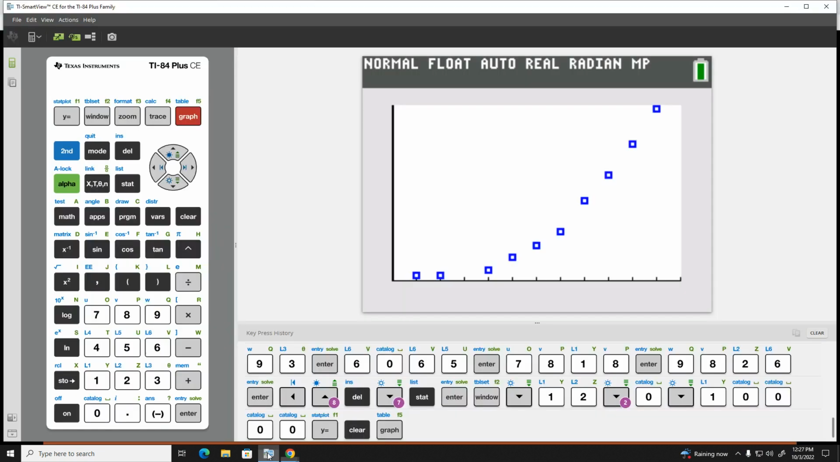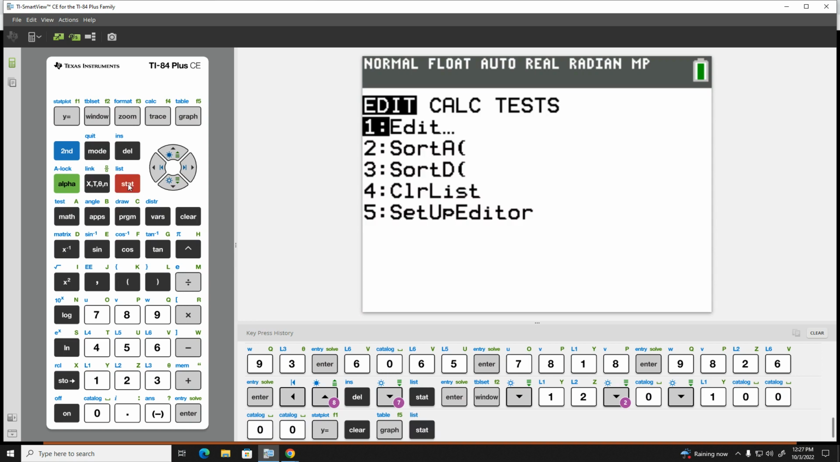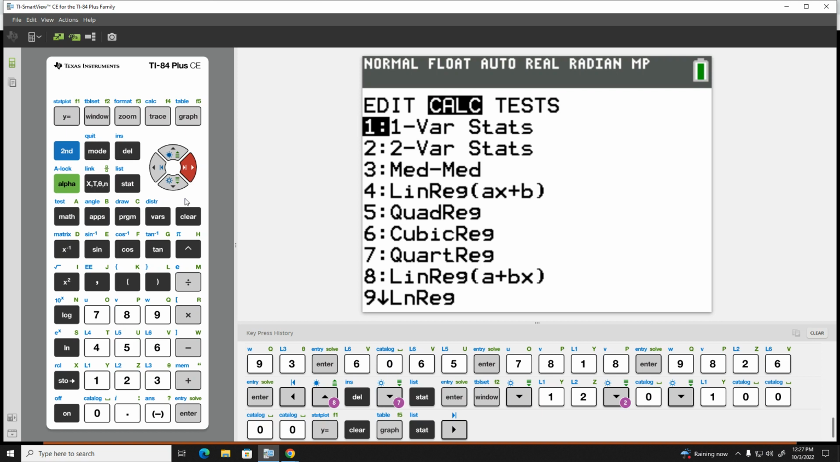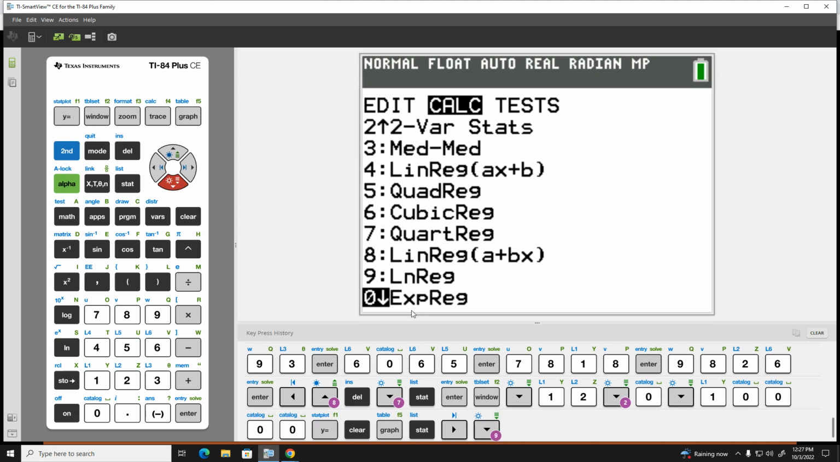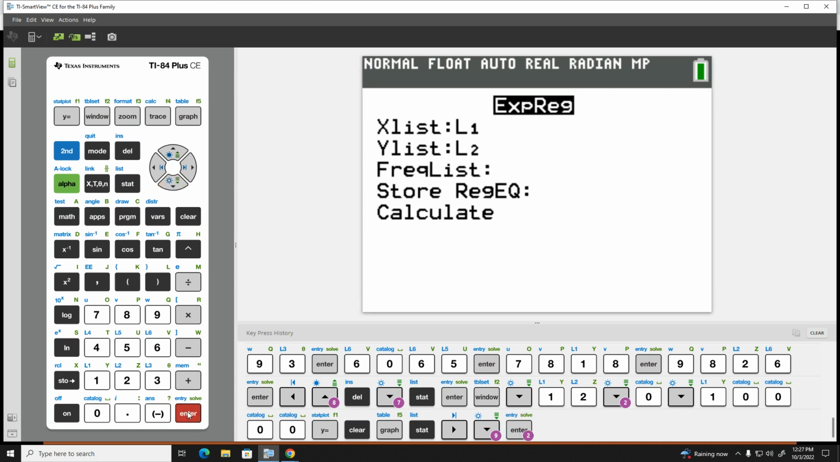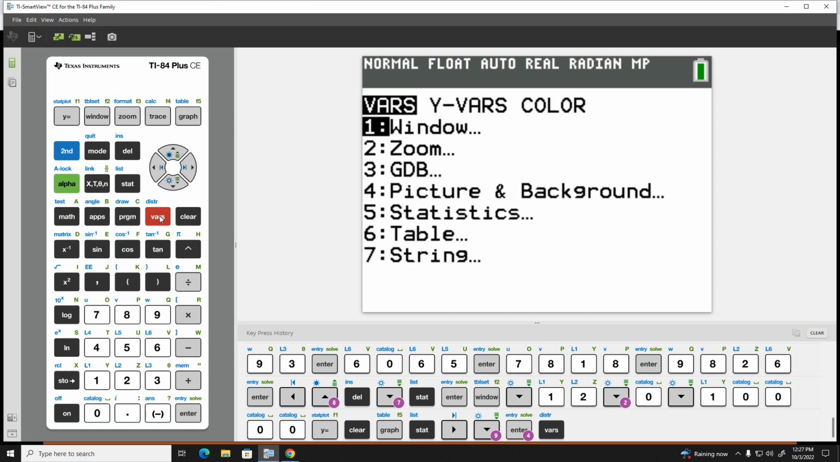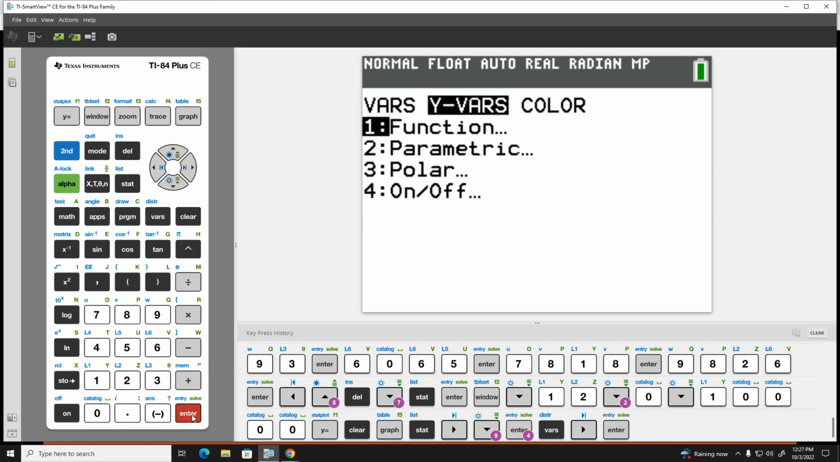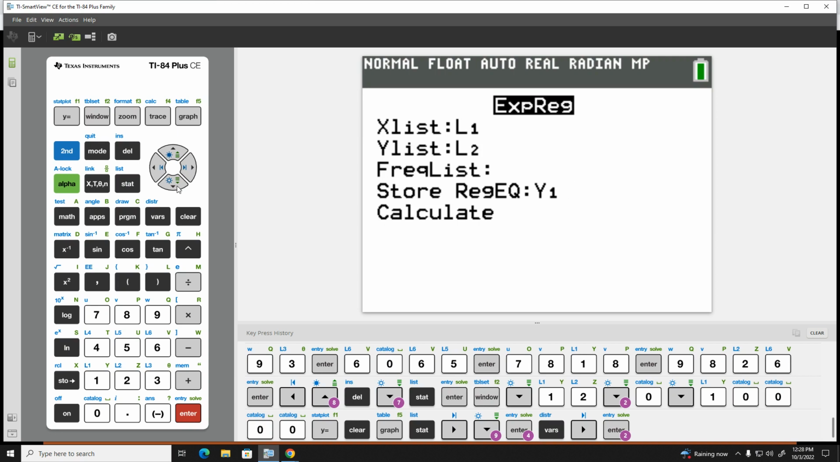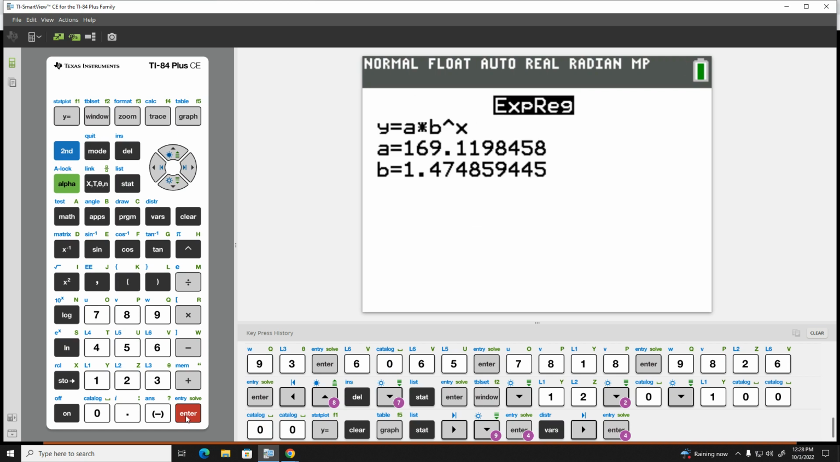Going to my calculator, I'm going to find this by going to stat, and over to calculate. This time I need to arrow down a lot further. I am looking for an exponential, and it's down here at number 10. This EXP stands for exponential regression. I hit enter, and again, you're going to have to hit enter as many times as it takes for your calculator to do something. I am going to store this, so I go Vars, Y-Vars, Function, Y1. I'm doing that so we can look at our graph, even though that's not something we were asked to do. So enter, calculate.